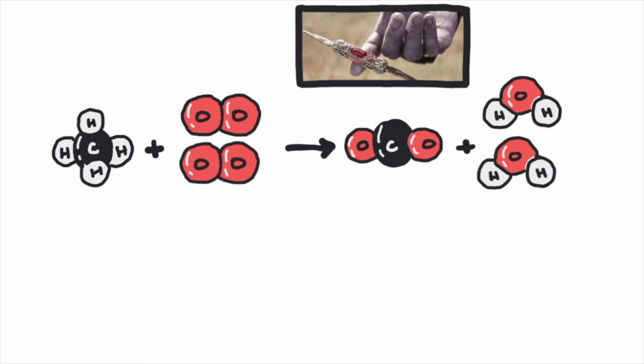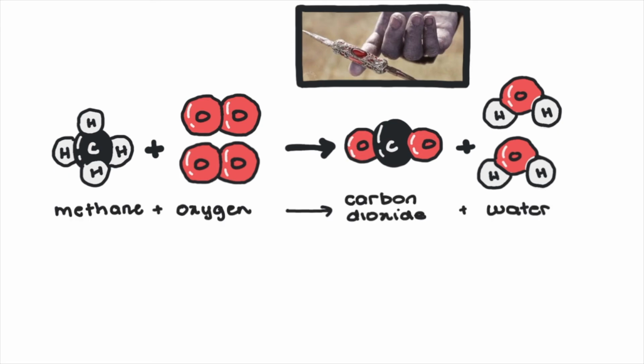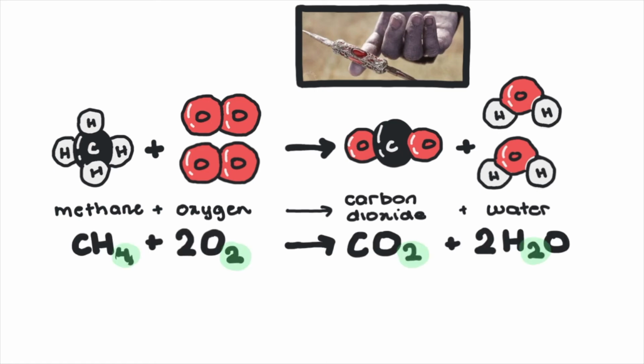As a word equation, it's represented like this. As a symbol equation, it looks like this. These subscripts represent the number of the atoms in the molecule. So this means this, and this means this. This big number represents the quantity of the molecule. So this 2 represents 2 oxygen molecules.